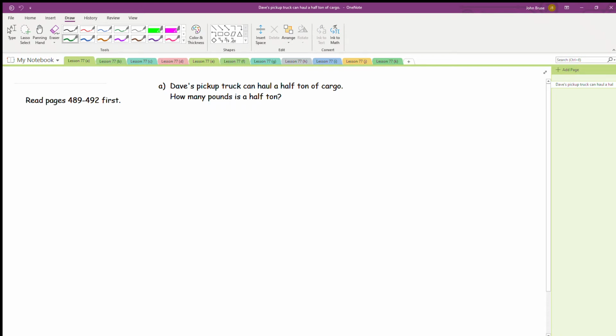All right, guys, we're on lesson 77 here. 77 is all about weight and the different ways that we can measure it. The lesson was called Mass and Weight. All right, and before we start, I want to share with you what mass is.